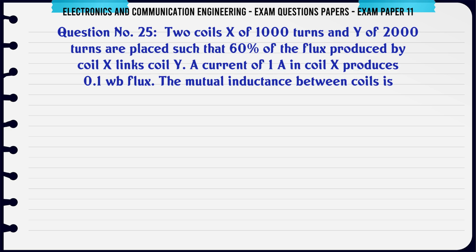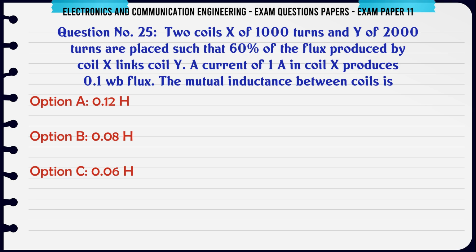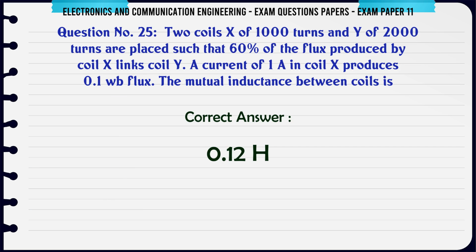Two coils, X of 1000 turns and Y of 2000 turns, are placed such that 60% of the flux produced by coil X links coil Y. A current of 1 A in coil X produces 0.1 Wb flux. The mutual inductance between the coils is: A, 0.12 H; B, 0.08 H; C, 0.06 H; D, 0.04 H. The correct answer is 0.12 H.